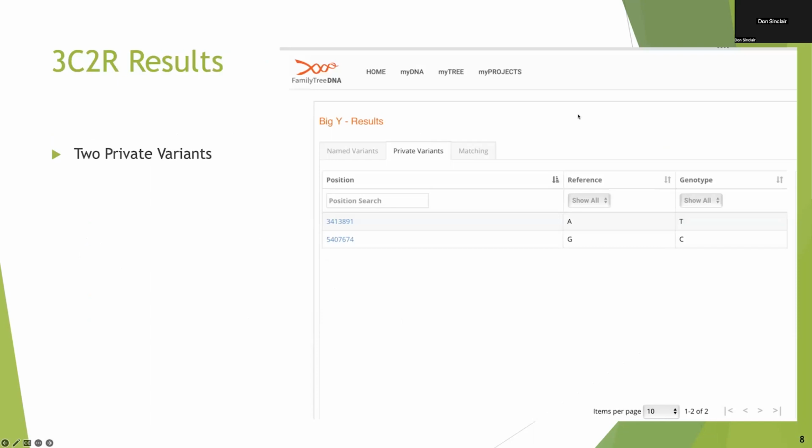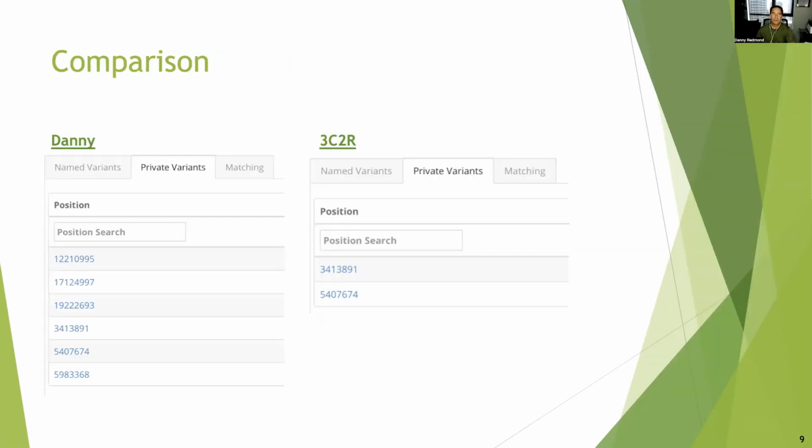So what did it show? It showed that he had 2 private variances. So let's compare the 2. Mine are on the left and his are on the right. I had 6, he had 2, but really what's important is he shared 2 mutations that I shared. So his only 2 mutations are the same mutations that I had, which means both those individuals were common ancestors of ours. Are there any questions so far?